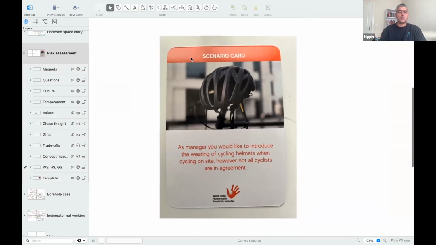Right. So this is a risk assessment we are going to do using the iCue method.